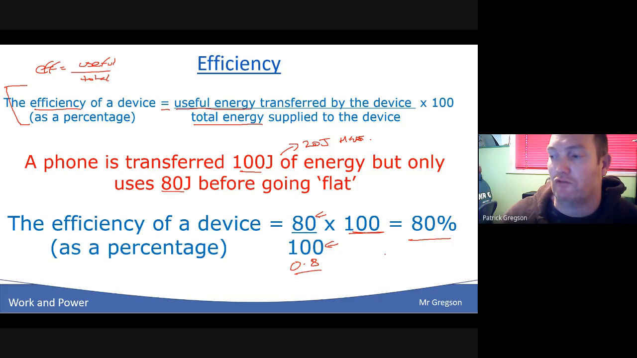Now, a little trick here, guys. If you're ever dealing with efficiency questions, it doesn't matter what walk of life, if you get over 100%, you've probably just got these two numbers the wrong way around. Okay, so just flick them around. So it should be under 100%, unless you're about to become very wealthy from creating something that's in perpetual motion. 80% efficiency for a phone would be a pretty decent phone.